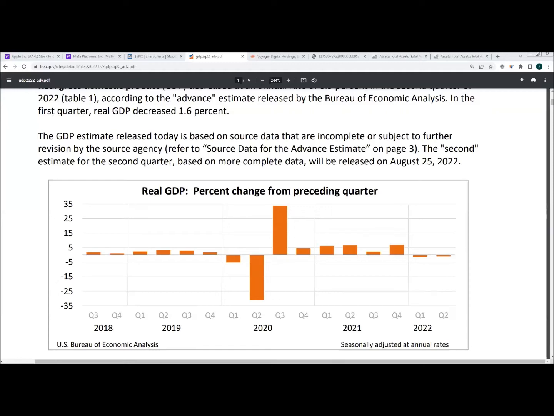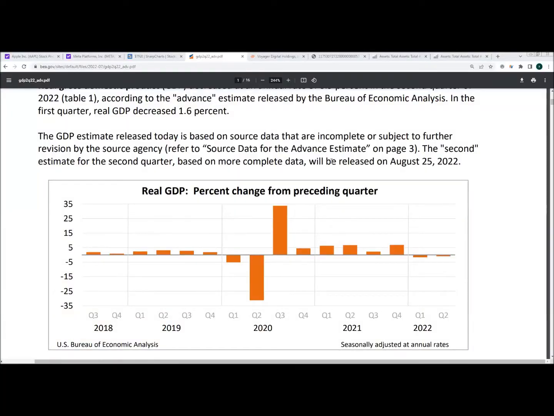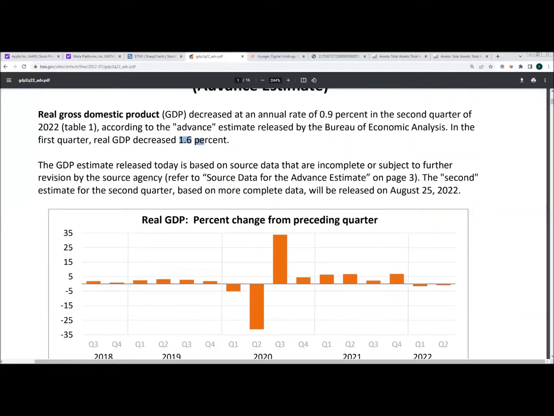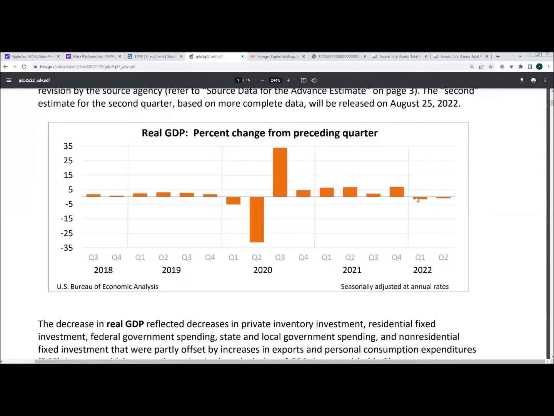So today I want to take a look at the GDP. All right, so we got our second quarter GDP and it ends up being another negative number. It decreased at an annual rate of 0.9% for the second quarter. In the first quarter, it had decreased by 1.6%. So we got 2 quarters of negative GDP. One thing you can note is that they're pretty shallow. It's a very shallow decline in GDP right now.